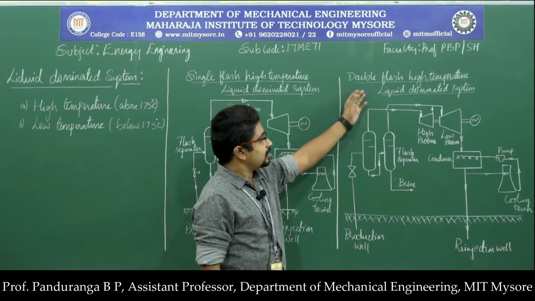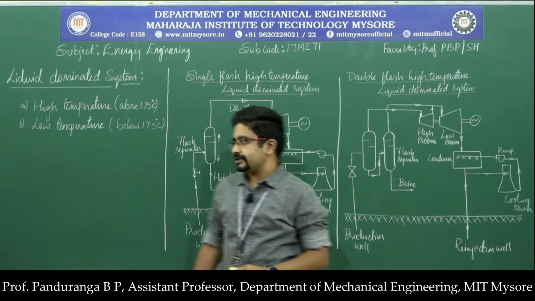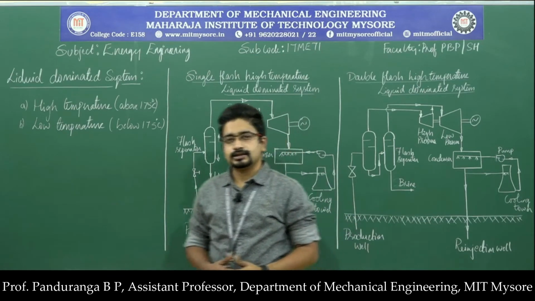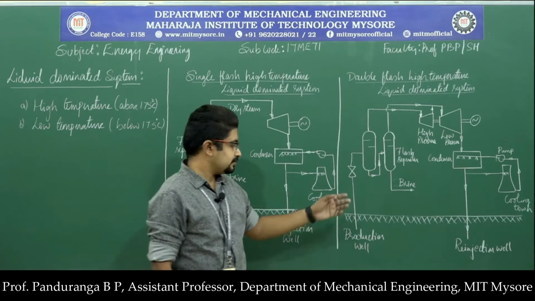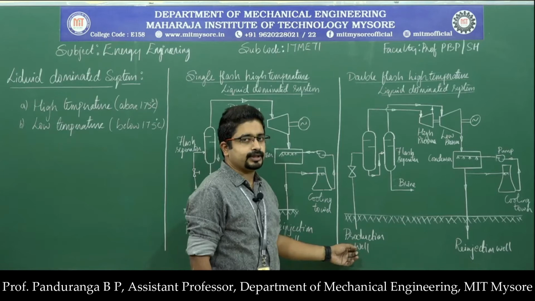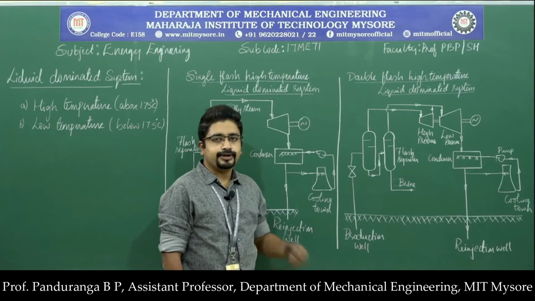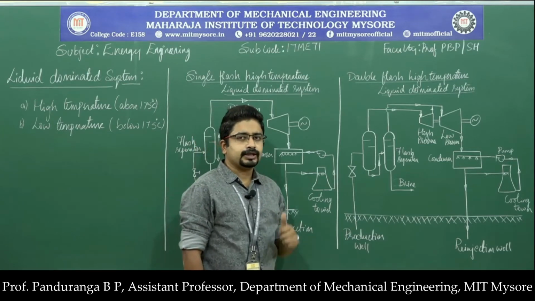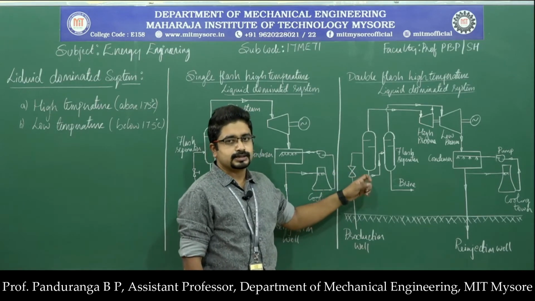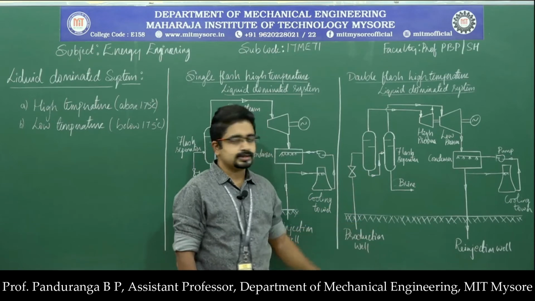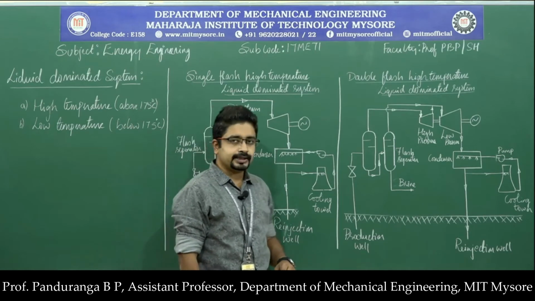Then we have the double flash high temperature liquid dominated system. In the previous case we had only one flash separator, but here we have two flash separators. The working is similar to that of the single flash separator system. We have the production well through which we draw water. That water will be at a higher temperature and higher pressure, because it is a liquid dominated system. And it's a high temperature system, so the water temperature will be above 175 degrees Celsius.